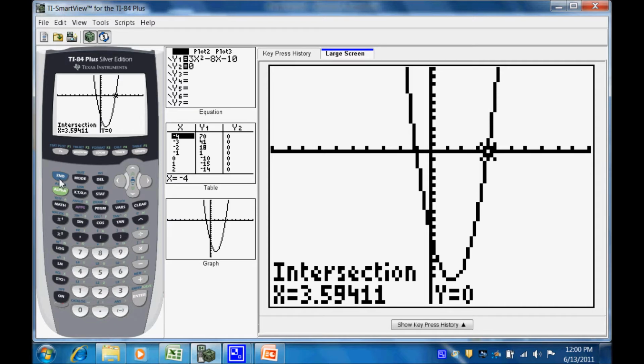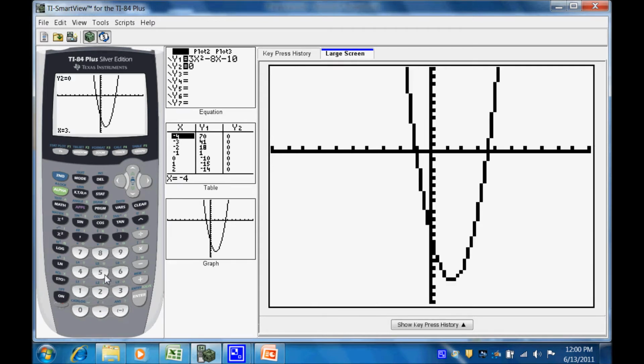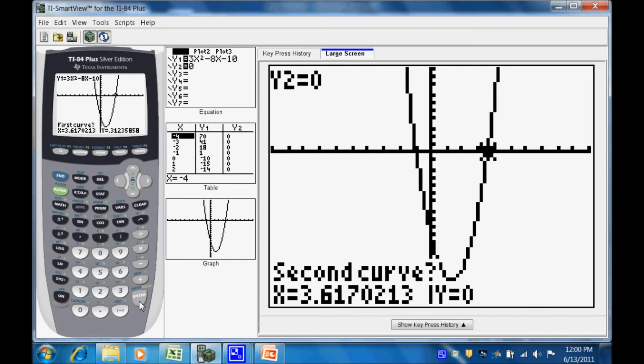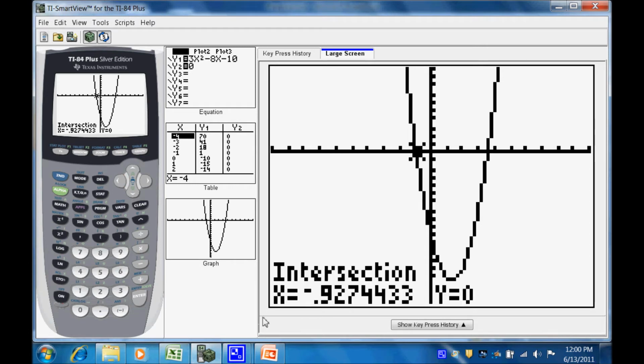Now let's find the other intersections. I'm going to do the same thing. Second trace, that'll take me to the calc menu. I want option 5 to find the intersection. First curve, enter. Second curve, enter. Now I want to move over to the other intersection point. So I just arrow over. When I get close, I hit enter, and I get negative 0.927. Alright, so remember those values that we got.